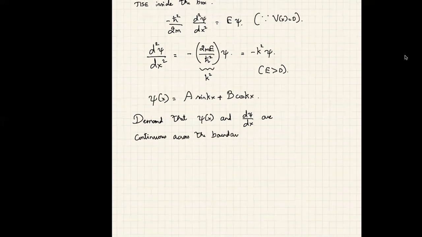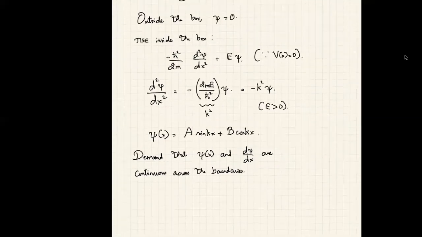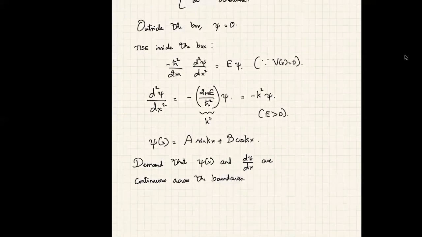Okay, this is what you usually do. Why d psi dx? Remember that the Schrodinger equation is a second order differential equation, right? So if a function has to have a derivative, it has to be continuous and differentiable. If the function has to be differentiable up to second order, f of x should be differentiable and continuous, and df dx should also be continuous. Only then the second derivative is valid. So both psi and d psi dx should be continuous across the boundaries.